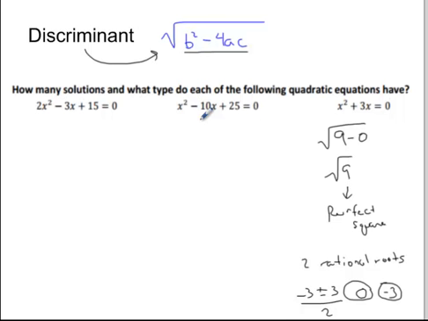Let's take a look at the one in the middle here. B squared is 100 minus 4 times 1. Now let's not even write times 1. Let's just move to the C. Times 25. Okay. 4 times 25 is 100. I get 100 minus 100. So the discriminant this time is 0. The square root of 0 is 0. Since I get 0, I get 1 rational root.